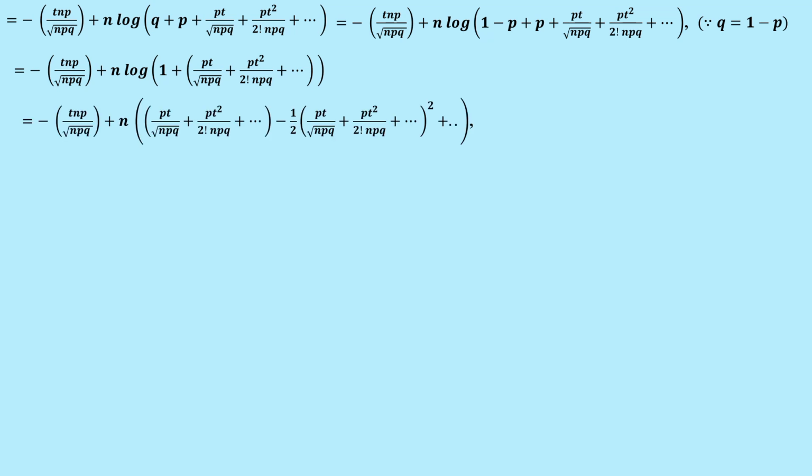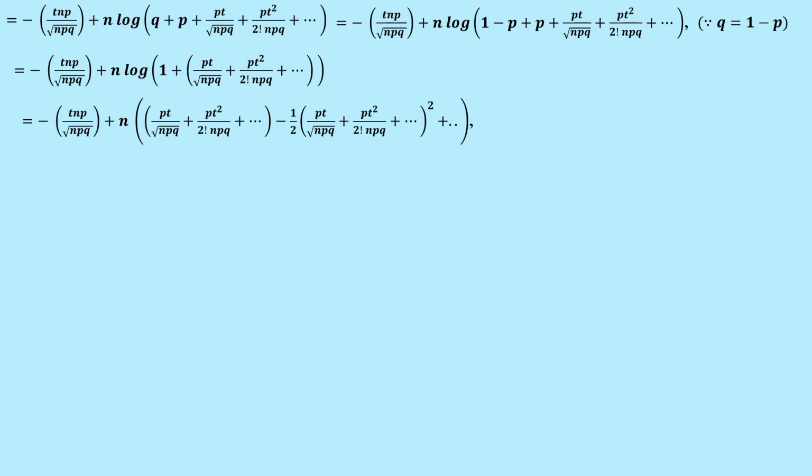So that is equal to minus t n p by root n p q plus n log 1 plus x formula, right? x minus 1 by 2 x square plus 1 by 3 x cubed, etc., right? So instead of x, you are having a big term, a series, right? p t by root n p q plus p t square by 2 factorial n p q plus etc. That is x, 1 plus x.